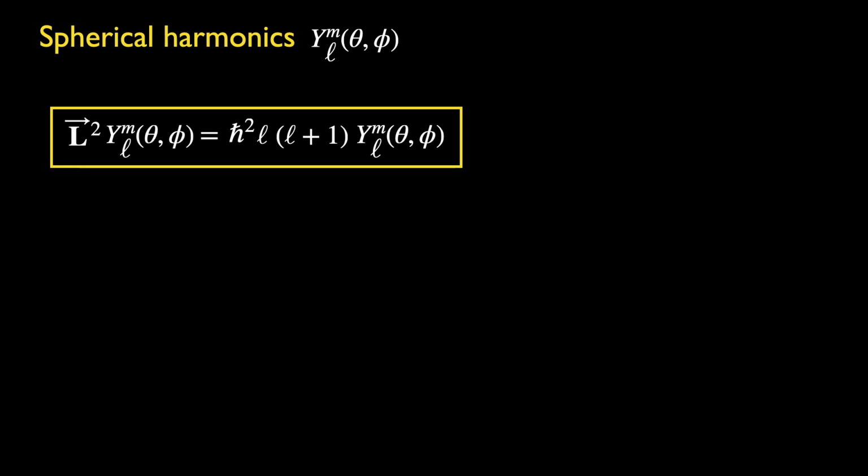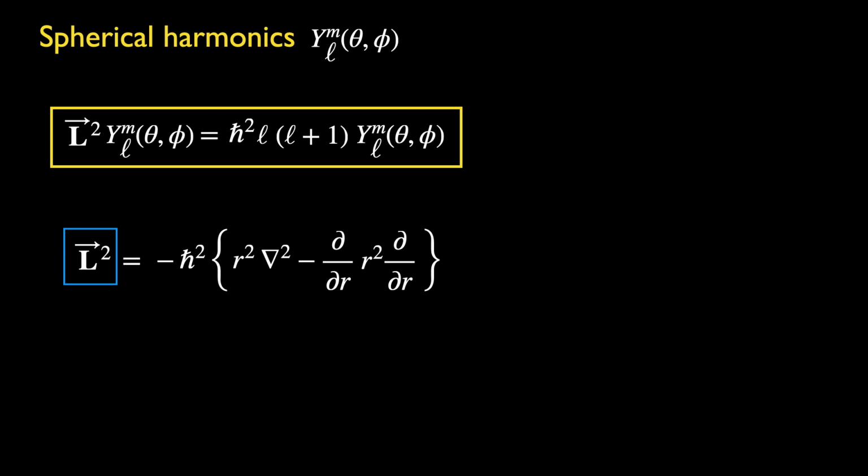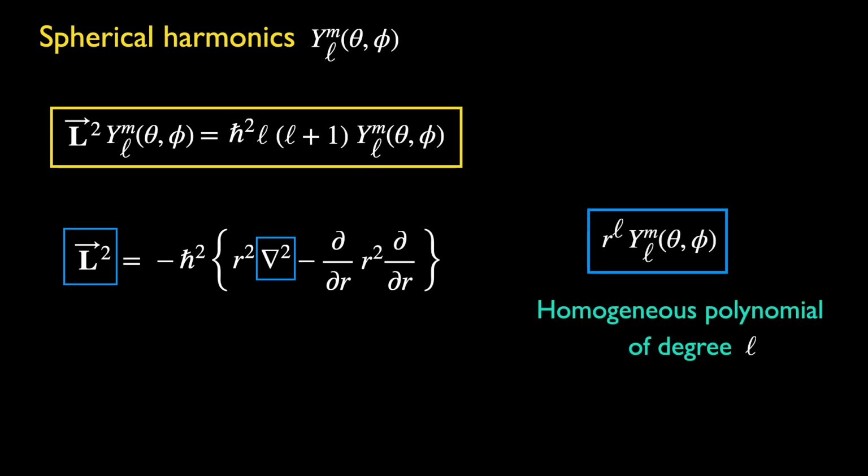To do the counting, it will be convenient for us to rewrite this equation into a different form. Recall that we have earlier derived the following relation between L squared and the Laplacian operator. Let's apply this to the function R^L times Y_LM. This is a homogeneous polynomial of degree L in Cartesian coordinates.